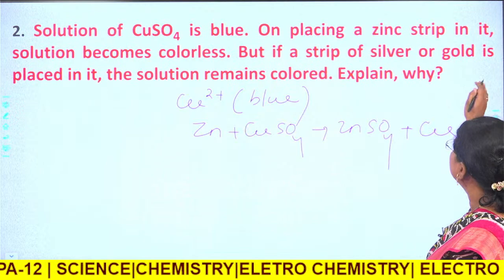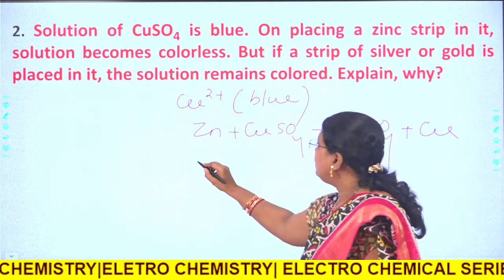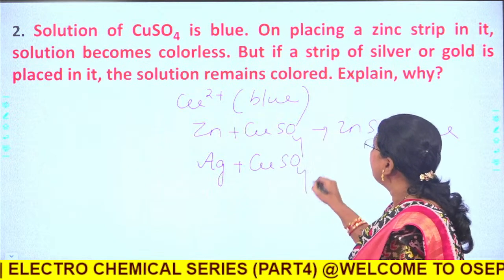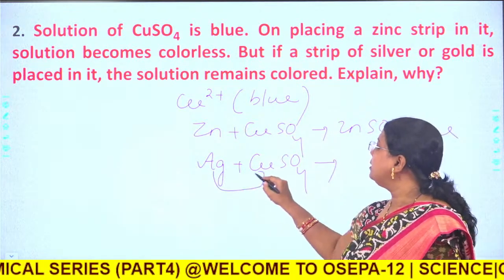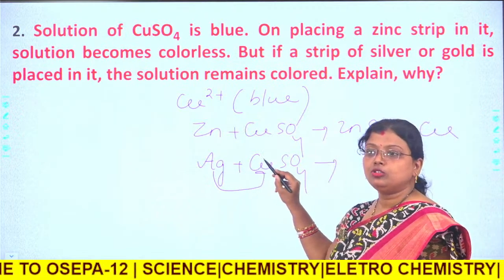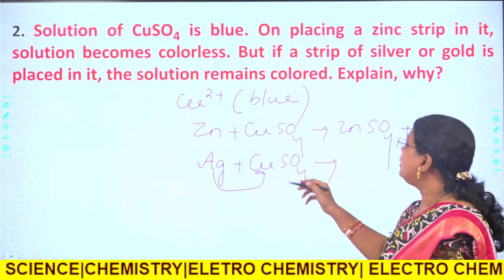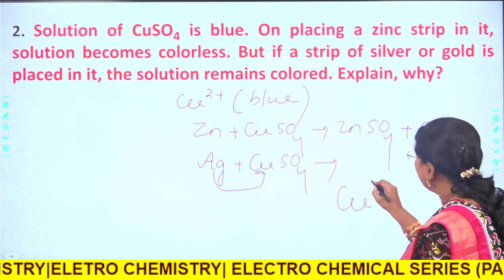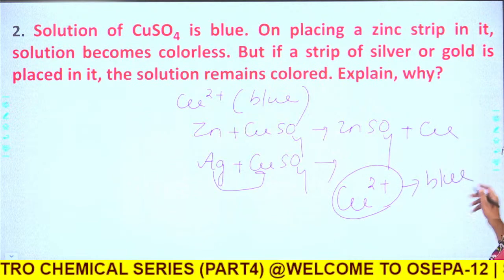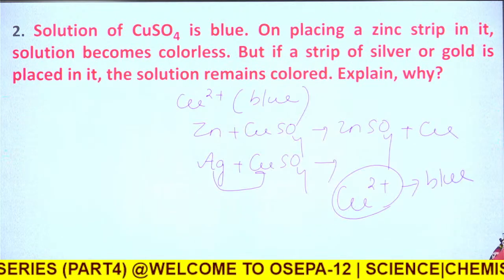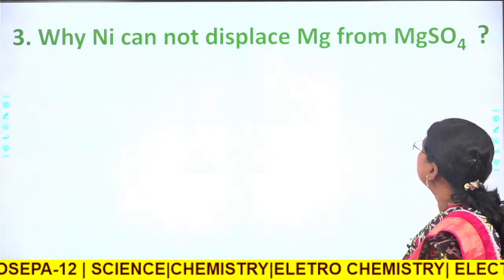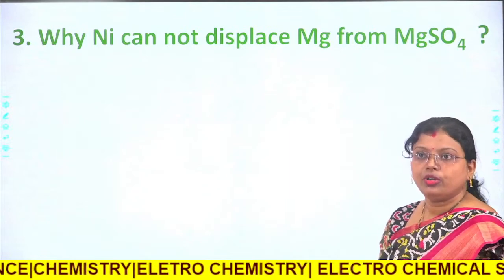But if a strip of silver or gold is placed, suppose in place of zinc you place silver, then what will happen? The silver cannot displace copper because it is placed below the copper. So that's why the solution contains the Cu2 plus ion, due to which it is blue. Okay. And the last question: why can nickel not displace magnesium from MgSO4?